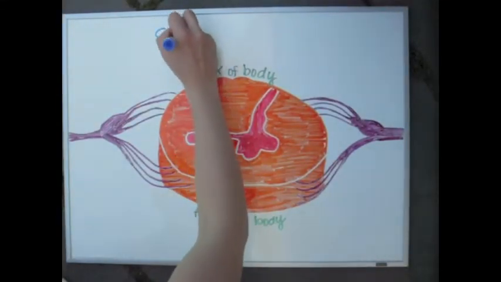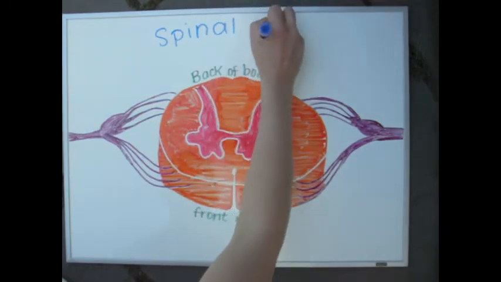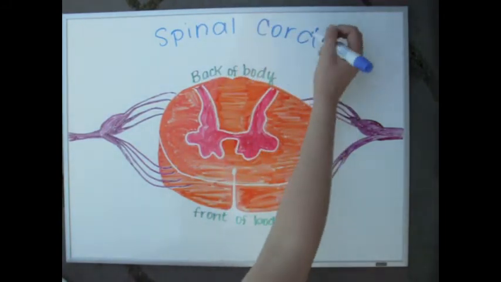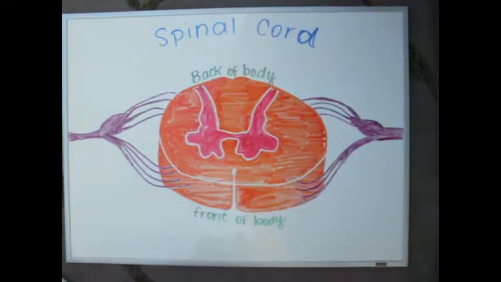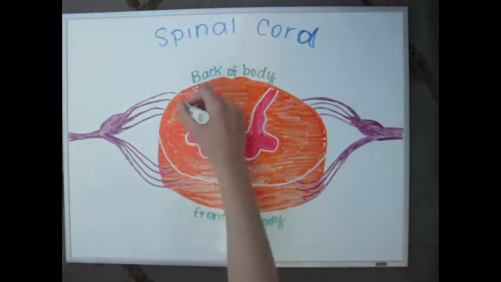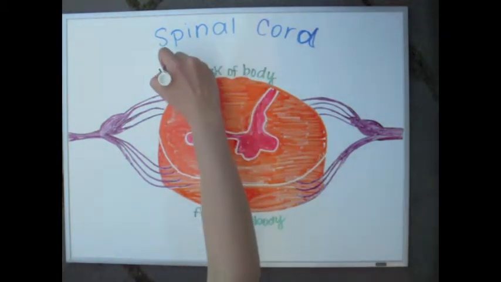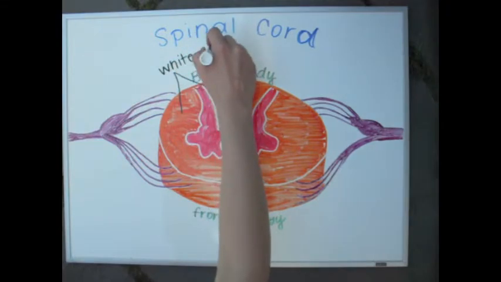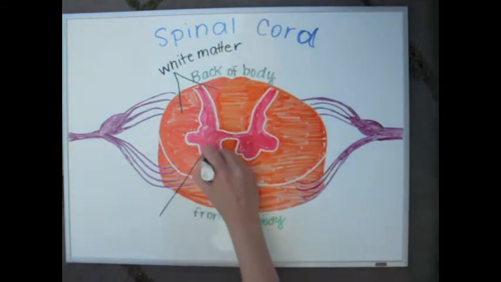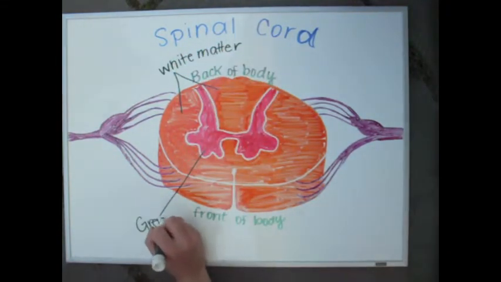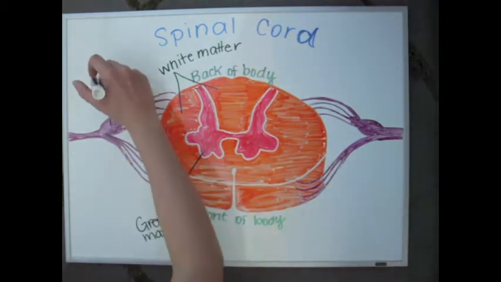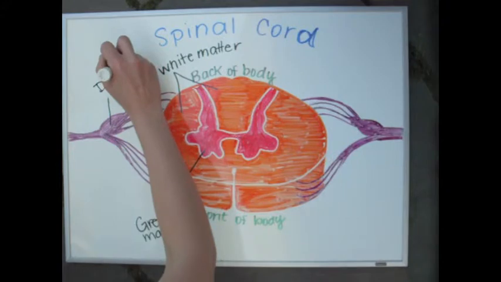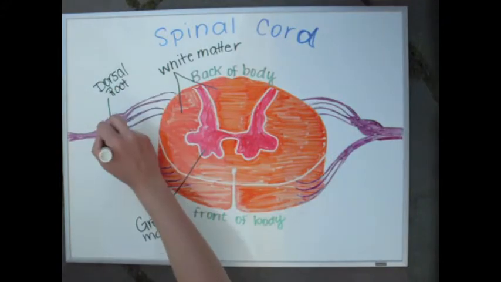The spinal cord. The spinal cord is composed of both white and gray matter and is made up of nerve fiber bundles. The white matter of the spinal cord's job is to transmit information from the body's nervous system to the brain or vice versa. The gray matter is found towards the center of the spinal cord and is surrounded by the white matter. This section bridges communication between the central nervous system and the peripheral nervous system.